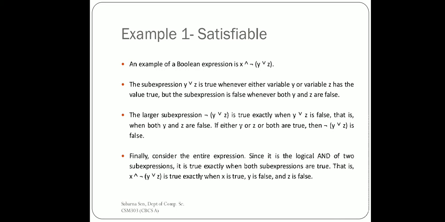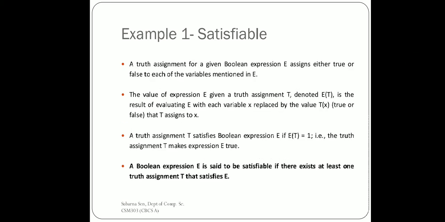Now finally, if we have to consider the total expression, it would be like what? Since it's a logical AND of the two sub-expressions, it is true exactly when both the result of NOT of (y OR z) is true and x is true, right? When both of these sub-expressions give a true result, then my total result is true, otherwise it will be false. Okay.